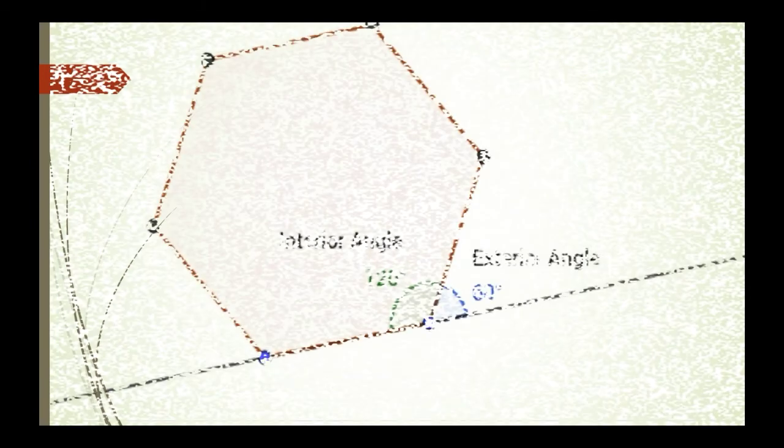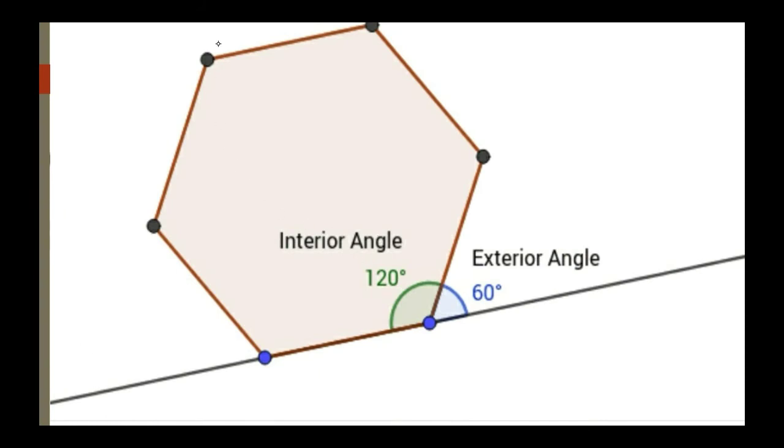Next, let us see an example of this. See, this is a polygon, right? This is bounded with line segments. Here I have drawn a line segment and a line. Inside the line segment, how many sides does it have? 1, 2, 3, 4, 5, 6. If it has 6 sides, then it's called a hexagon.